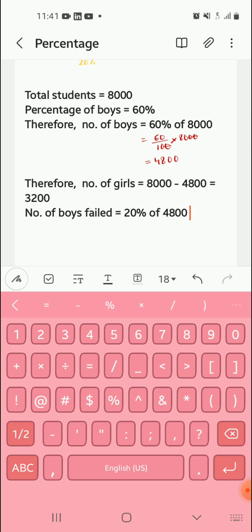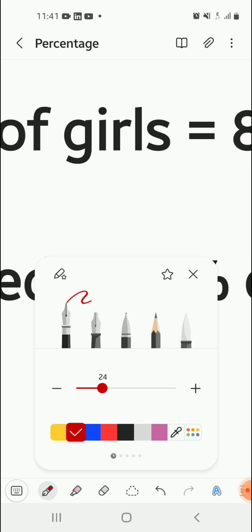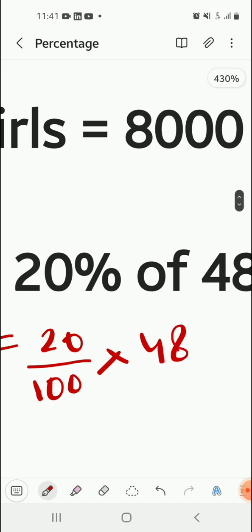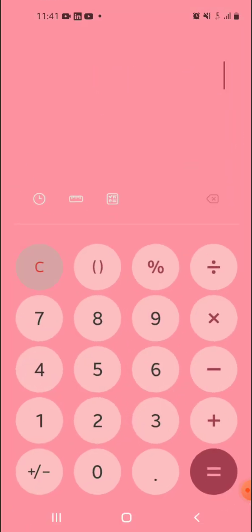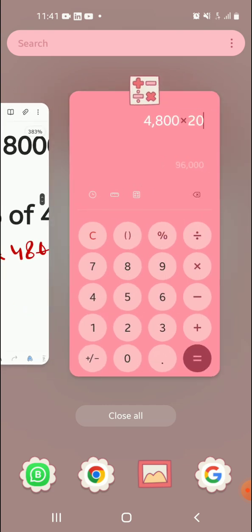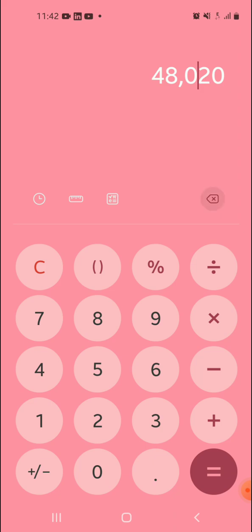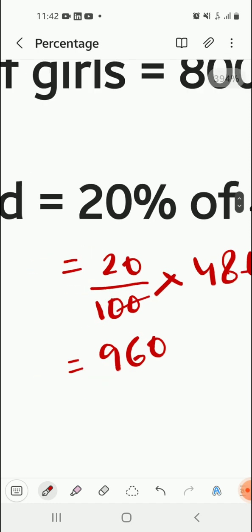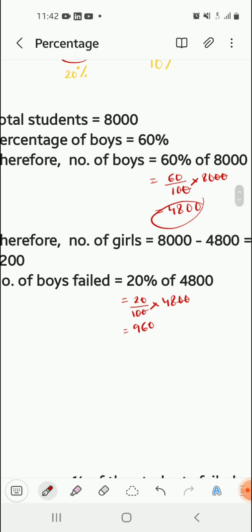So we are going to calculate this. Let's do it. So it is 20%, that is 20 by 100 of means into 4,800. So it comes to 4,800 into 20, that is 36, sorry, 48 into 20, that is 960. So 960 boys out of 4,800 boys have failed.